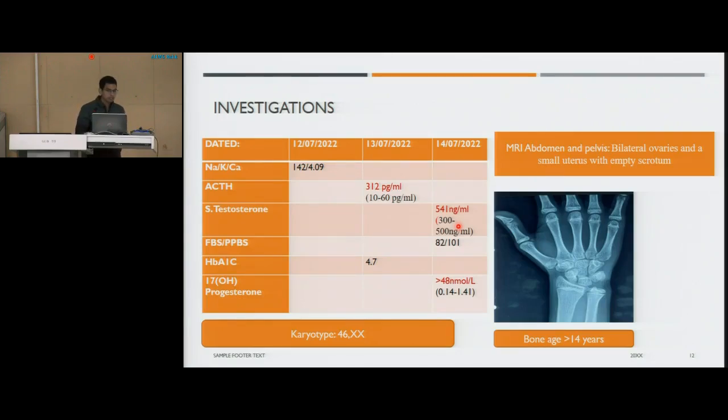To look for the gonads, we did an MRI abdomen and pelvis, which showed bilateral ovaries and a small uterus with an empty scrotum. And he had been taking steroids for a long time, and to ascertain the bone age of this child, we got an X-ray of the wrist and hand done. It suggests the epiphyses are fused in the metacarpal bones, suggesting a bone age of more than 14 years. But on paper, the age of the child was 11 years. We suggest this is precocious puberty because of the increased androgens and the steroids he was taking.